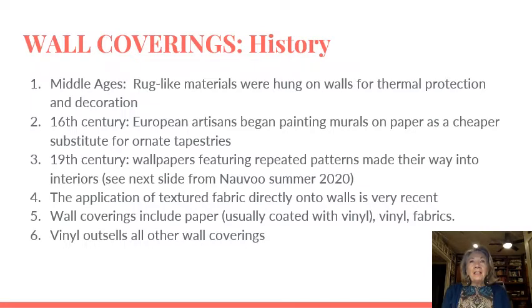So we've talked a little bit about the history of wall coverings in a previous class. We talked about tapestries extensively some weeks ago. In the Middle Ages, rug-like materials were hung on walls for thermal protection and decorations. Those were those beautiful tapestries and, of course, other rug-like materials that were hung on the walls to actually make rooms of stone castles feel a lot warmer. They gave thermal protection to rooms, certainly.